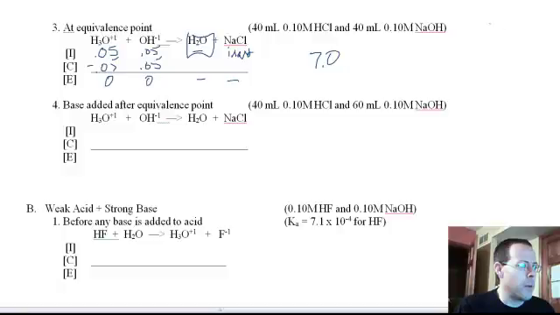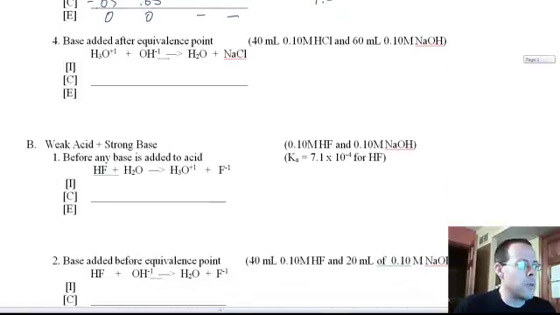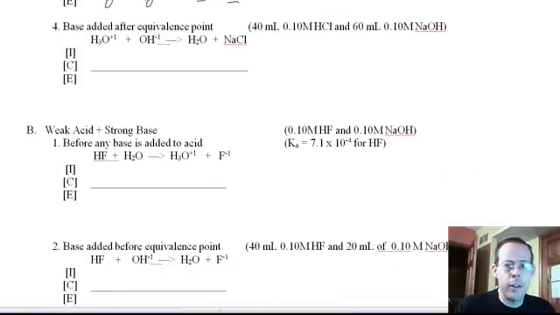And then after the equivalence point, notice we still have our original 40 milliliters of HCl, but now we've gone past the equivalence point and added 20 extra milliliters of NaOH. So in this case, we're going to have 40 times 0.1 divided by 100. So this is going to end up being 0.04 molar hydronium. And then we're going to have 60 times 0.1 divided by 100, which is 0.06 molar hydroxide.